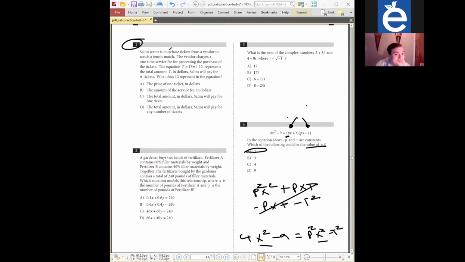Salim wants to purchase tickets from a vendor to watch a tennis match. The vendor charges a one-time fee for the processing of the purchase of the tickets. All right, so I can already tell this is a modeling reality question, real world equations for all those times in your life where you're going to turn things into a math problem. The equation t = 15n + 12 represents the total amount t in dollars Sam will pay for n tickets. What does 12 represent?